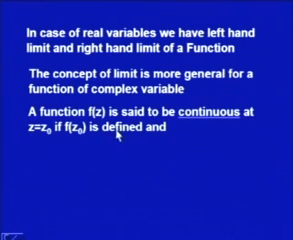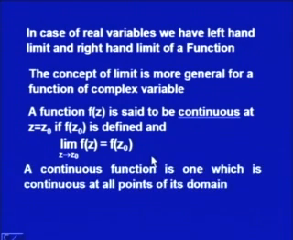A function f(z) is said to be continuous at the point z equal to z naught if f(z naught) is defined and limit of f(z) as z tending to z naught is f(z naught). Now, this definition is also an extension of the definition of continuous functions of real variables. And then a continuous function is one which is continuous at all points of its domain.